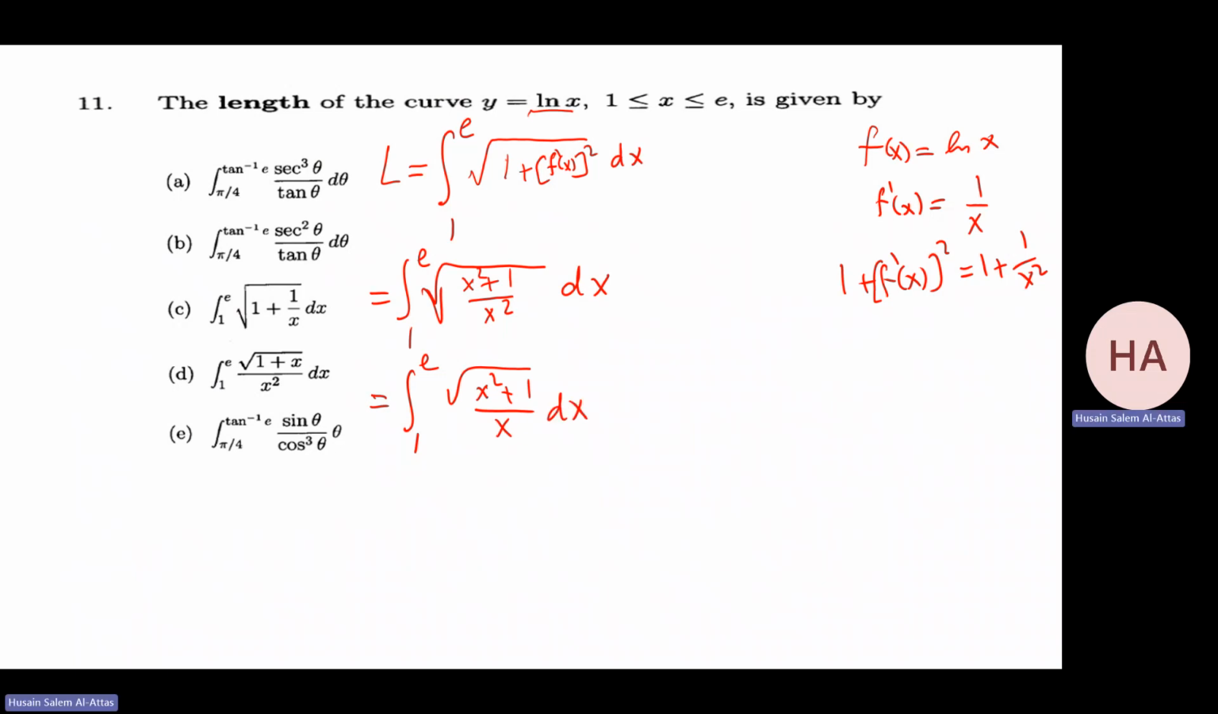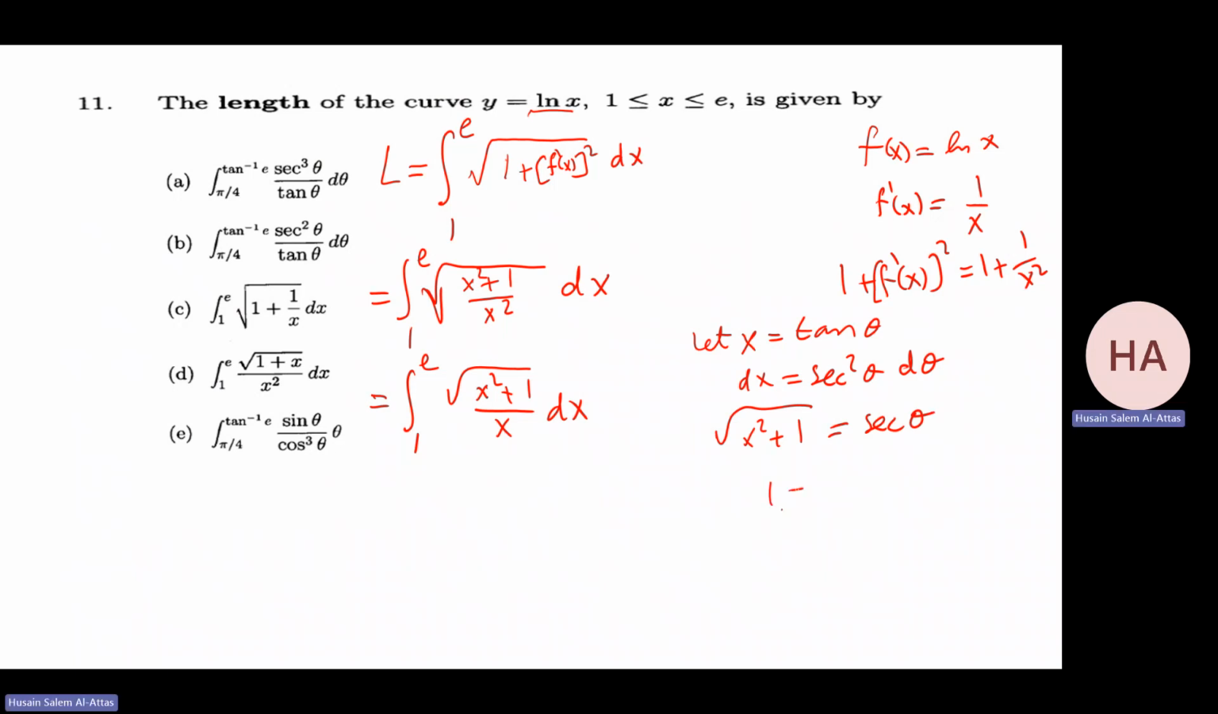Well, I need something from section 8.4, but let me do it. What I will do, I let x equal tan theta. Then I do my calculation. dx will be secant square theta d theta. And the square root of x square plus 1 will be secant theta.